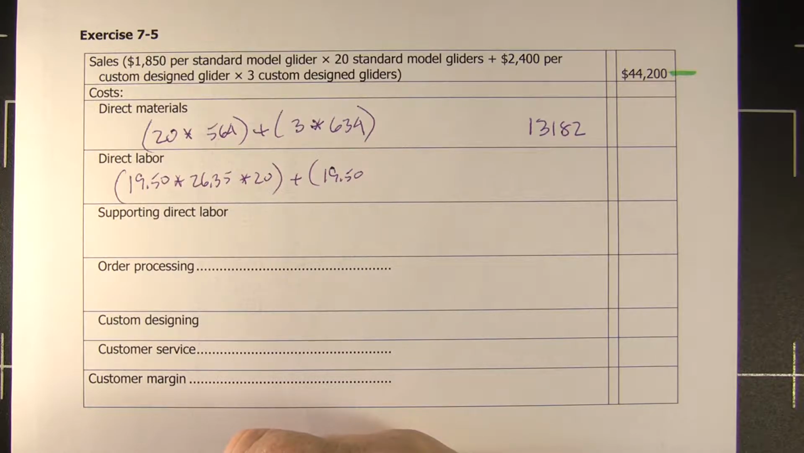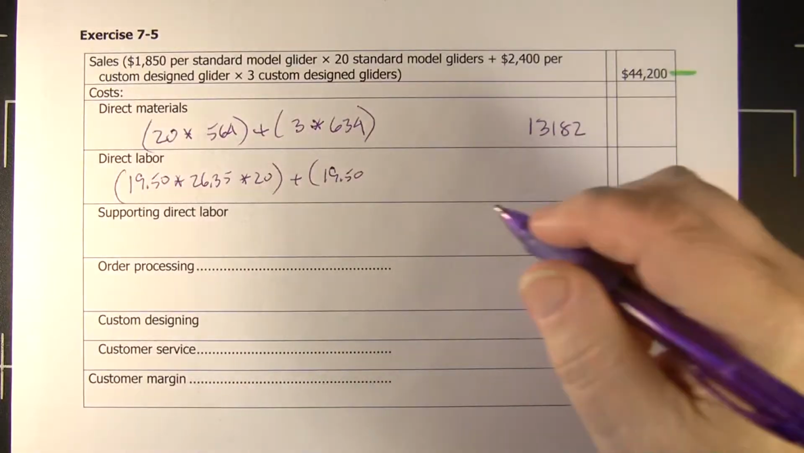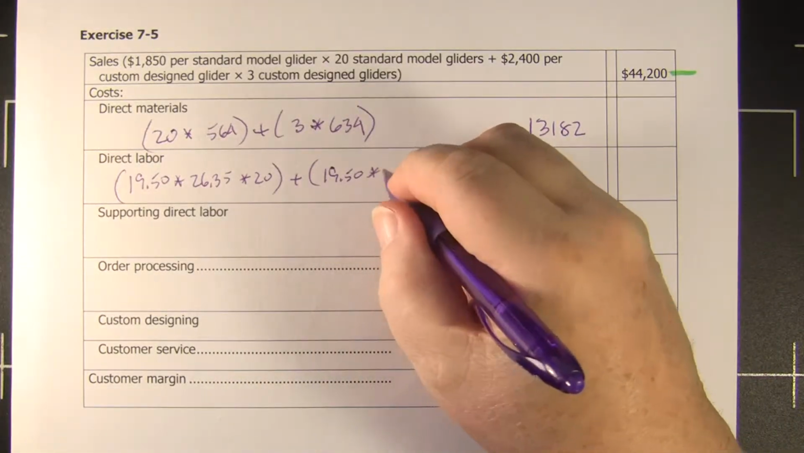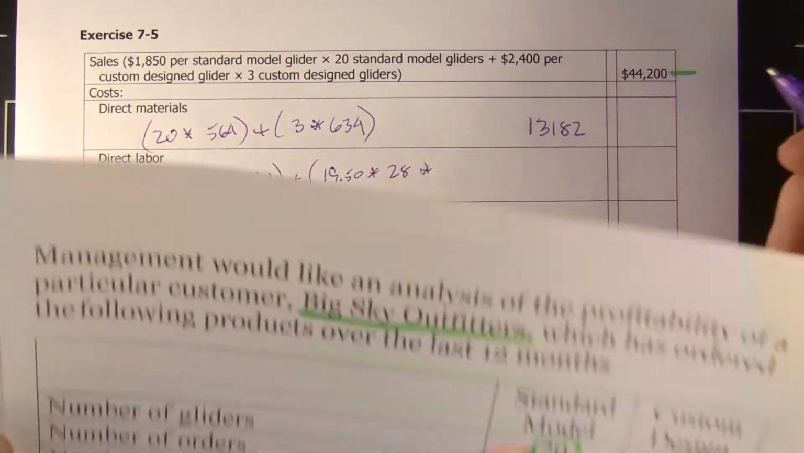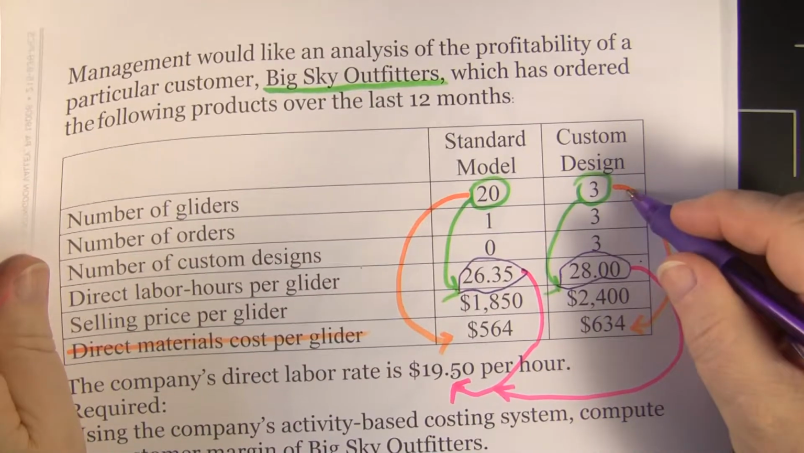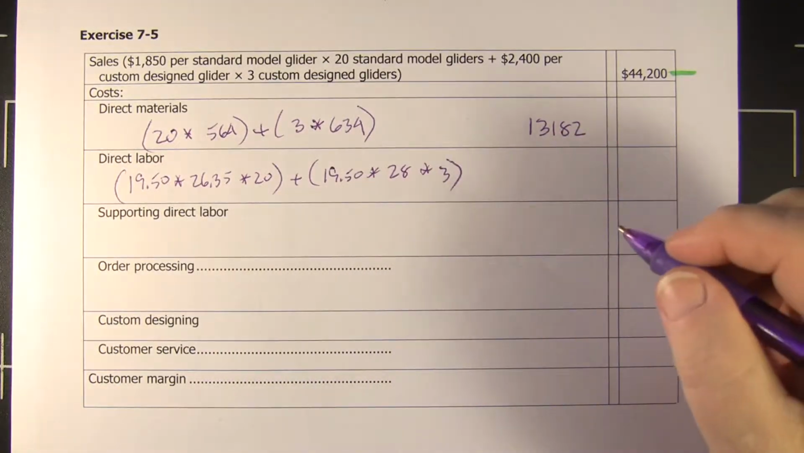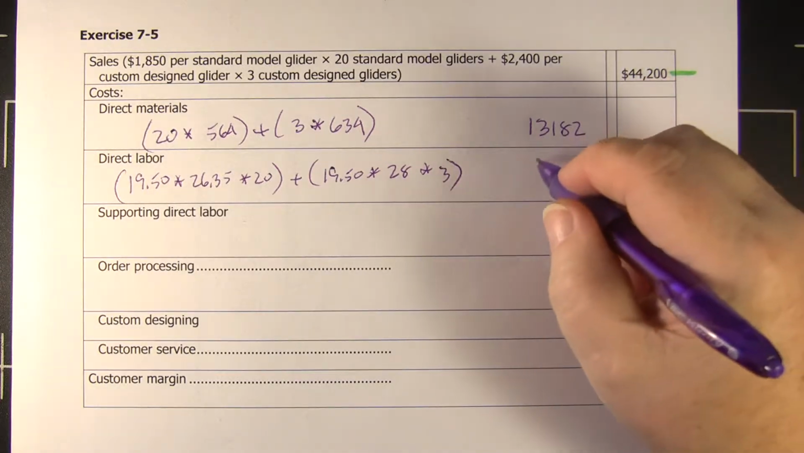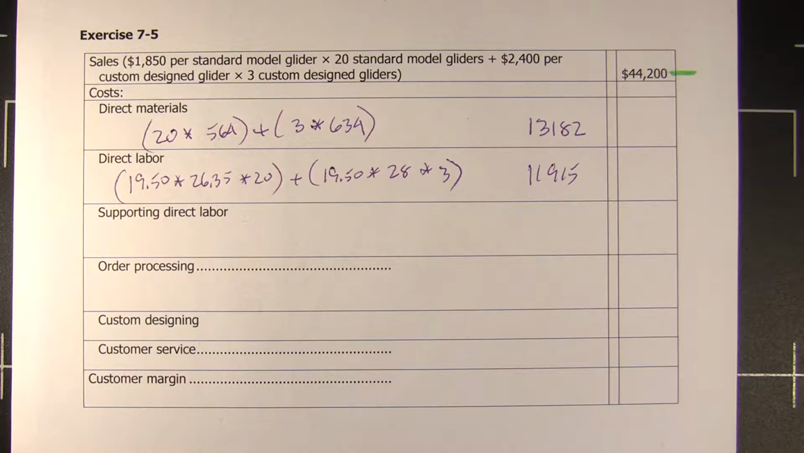and I need 28 hours per custom, and again that's times, this time we're making 3, and when we add that together we come up with $11,915. They're direct costs. That's just flat out what we did, and I think that was chapter 2. So nothing special there.